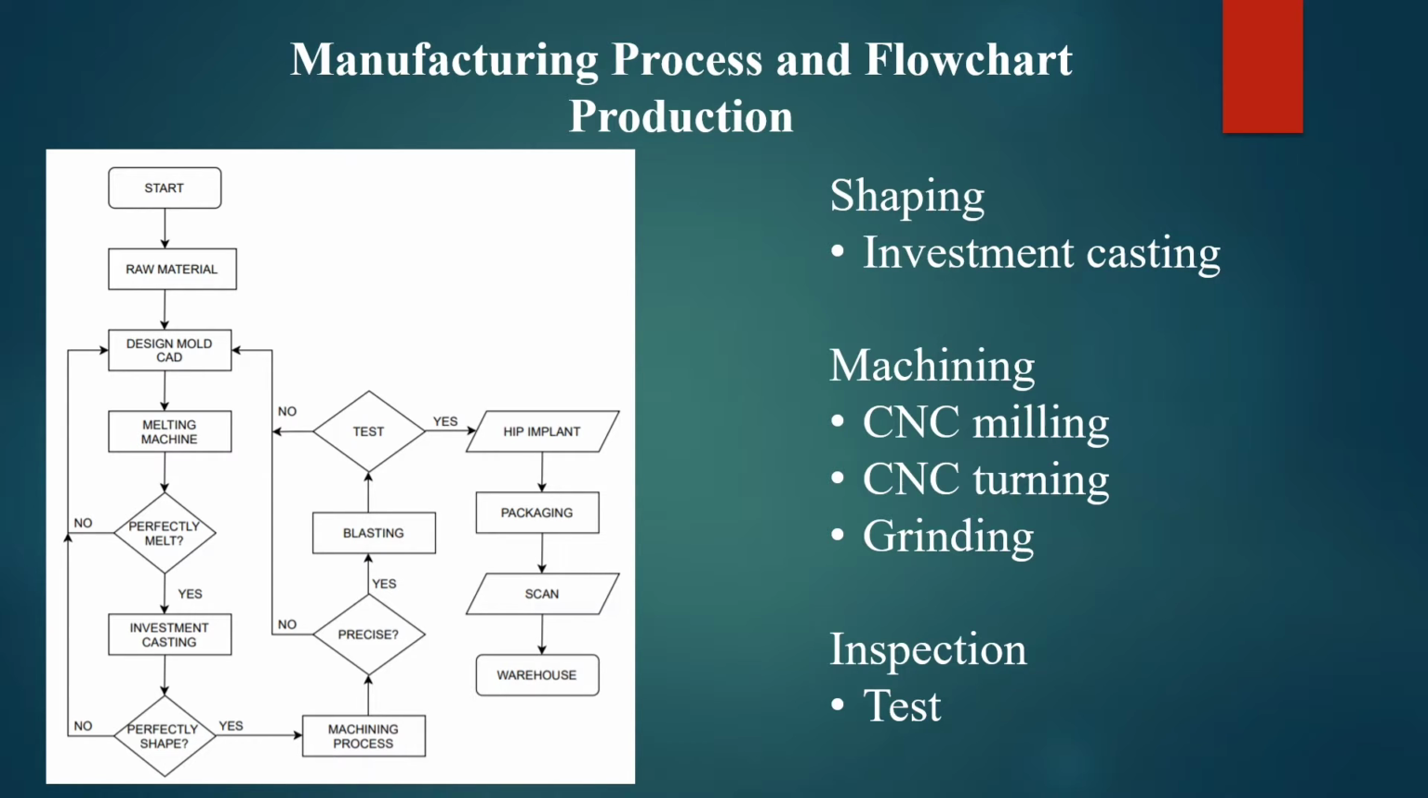For investment casting, we make sure it's perfectly shaped. Only then can we move to the next step, which is the machining process. The machining process comes with 3 types of machine: CNC milling, CNC turning, and grinding. The components go through this machining, starting from the milling, then proceeding with turning and grinding. After we have finished all the machining, we proceed to the next part, which is the inspection.